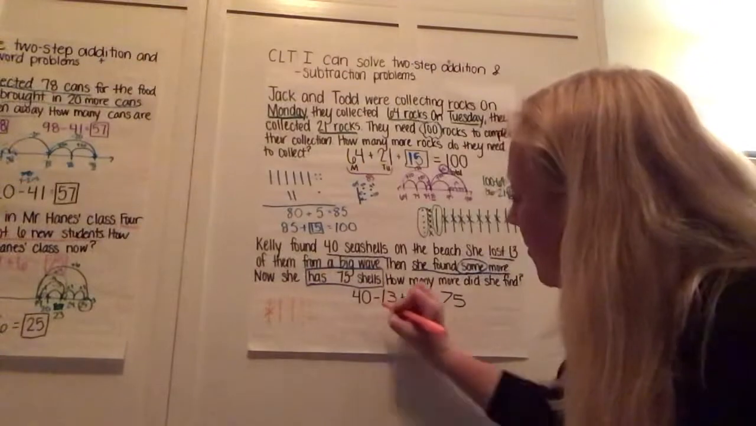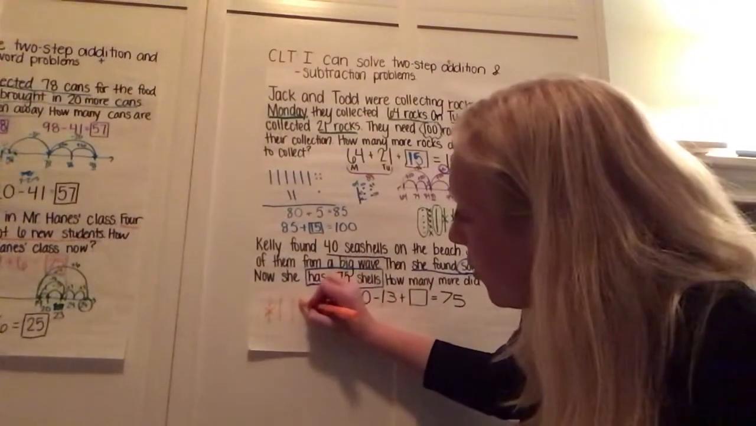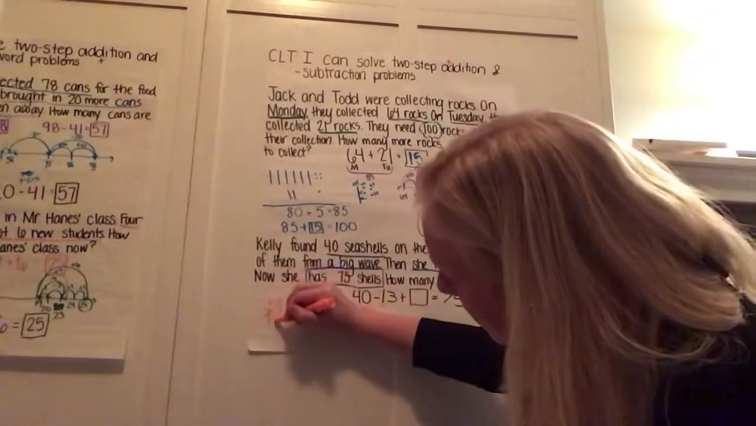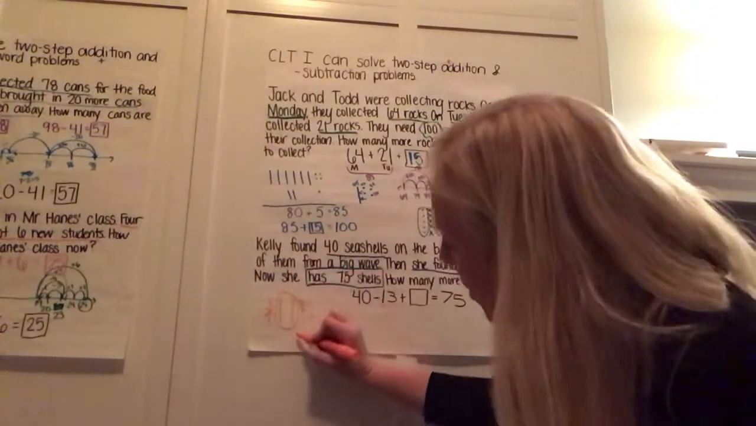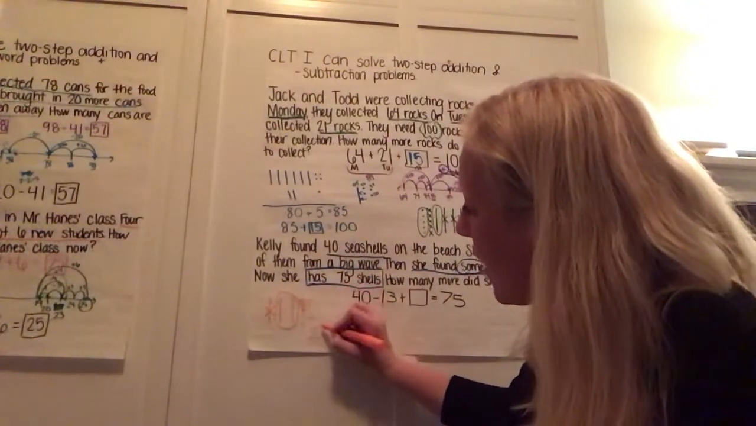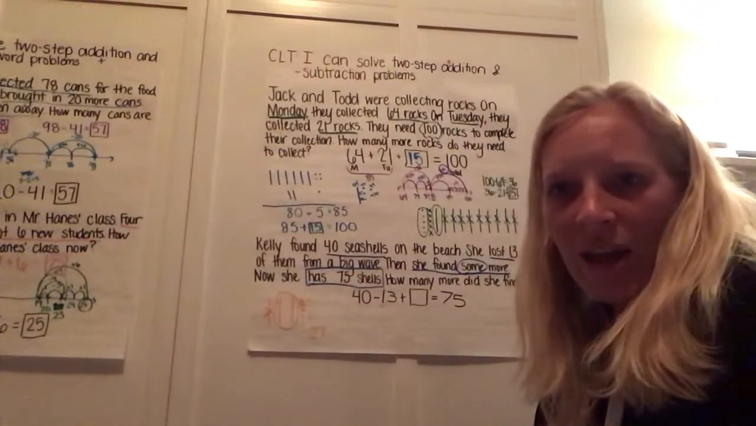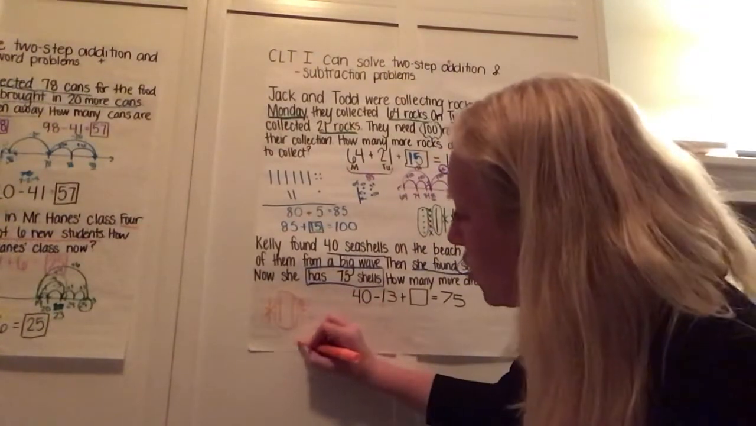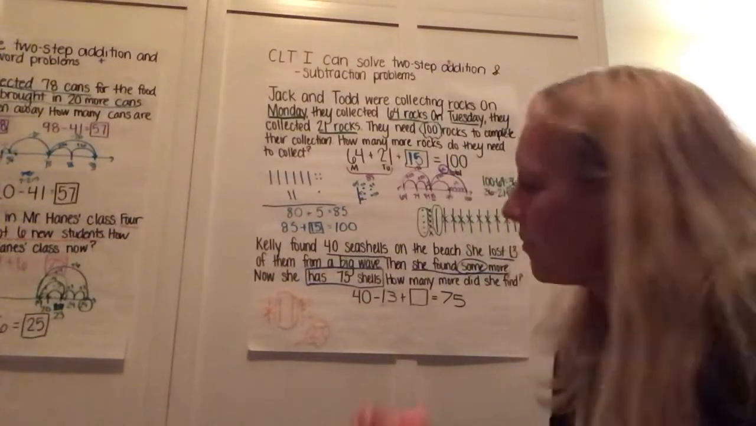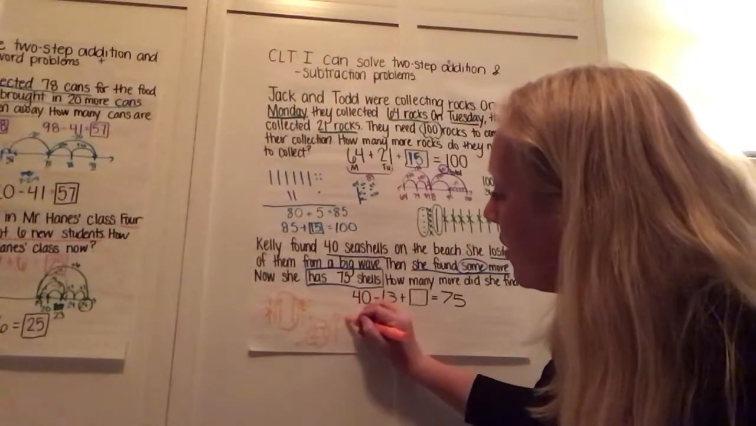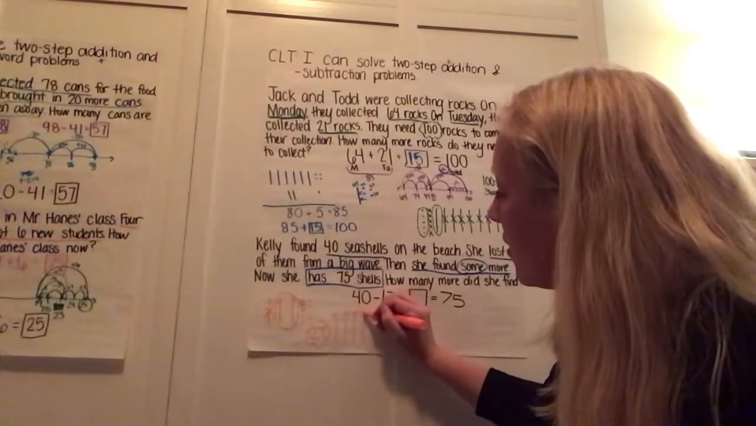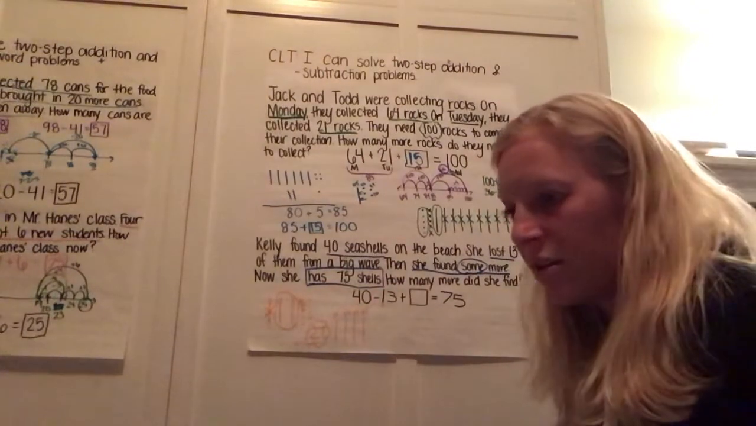Took away a 10 and 3 ones. 1, 2, 3. Okay, and what did you find? 20. 1, 2, 3, 4, 5, 6, 7. 27. Okay, and what did you do next once you had that 27? 37, 47, 57, 67.